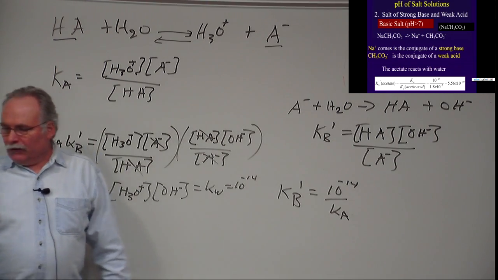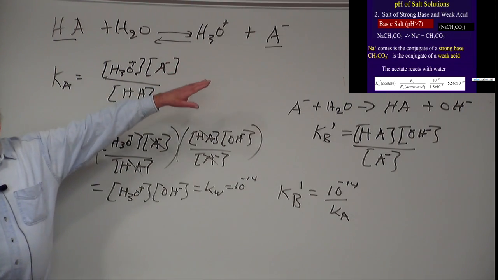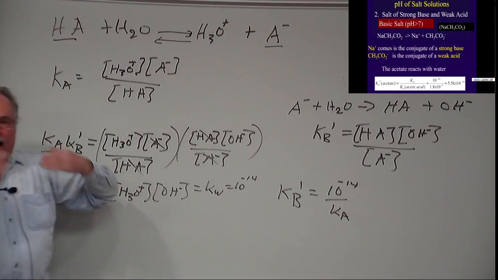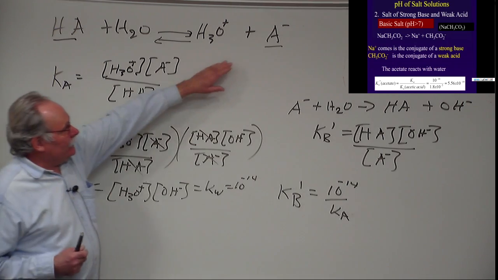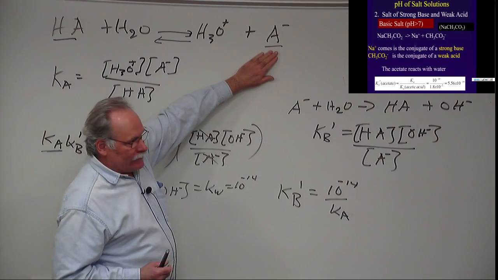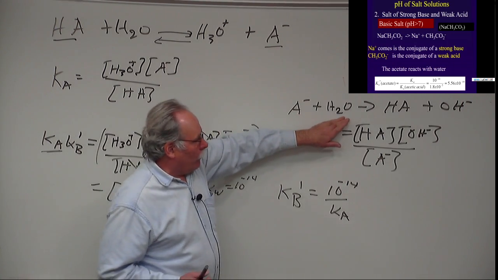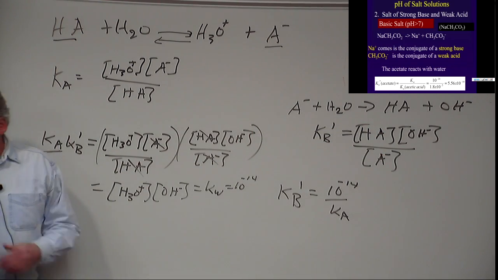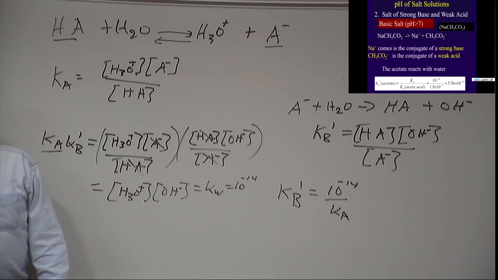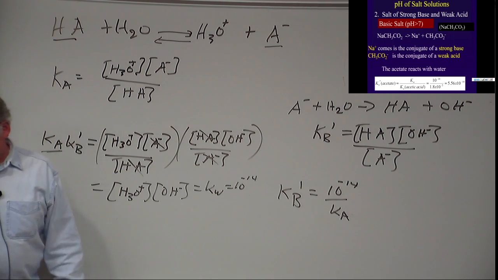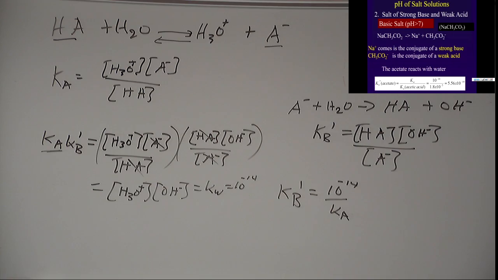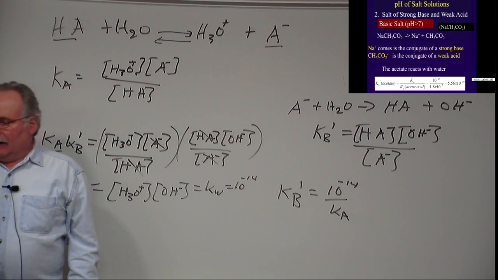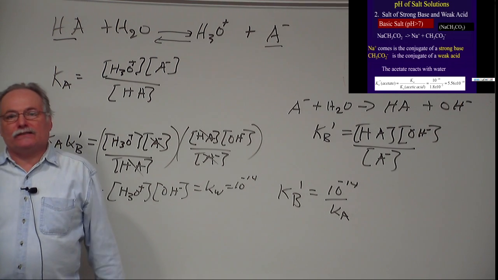And so, for example, if I had sodium acetate, okay? Sodium acetate, sodium comes from a strong base, so it does not interact with water. Acetate comes from a weak acid, therefore it interacts with water, forming the weak acid, and its Kb prime for acetate is 10 to the minus 14 divided by Ka of acetic acid. Okay? Hopefully this helps. Therefore, sodium acetate is a basic salt, its pH is greater than 7.